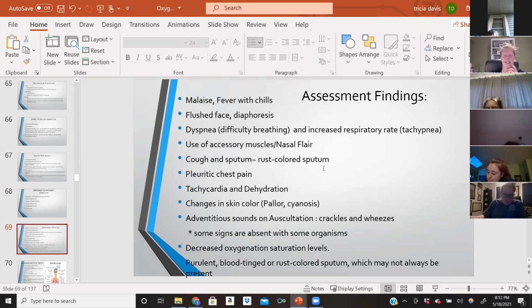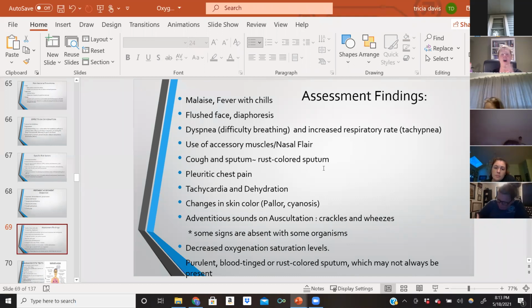So some assessment findings that we will see with patients that have pneumonia, they will have malaise, fevers, some of them abrupt onset and some of them very high, with chills. Their faces will be flushed. They're going to have diaphoresis. Dyspnea, so difficulty breathing. We can have dyspnea at rest and dyspnea with exertion, either one or both. They're going to have an increased respiratory rate, tachypnea. You're going to see use of accessory muscles. You might see nasal flaring.